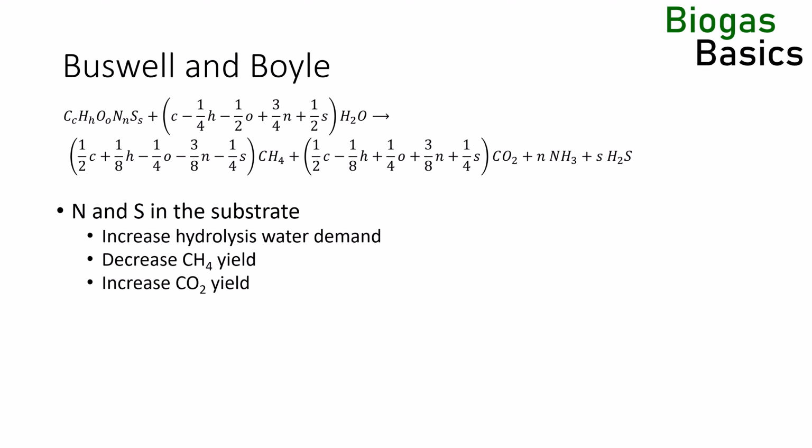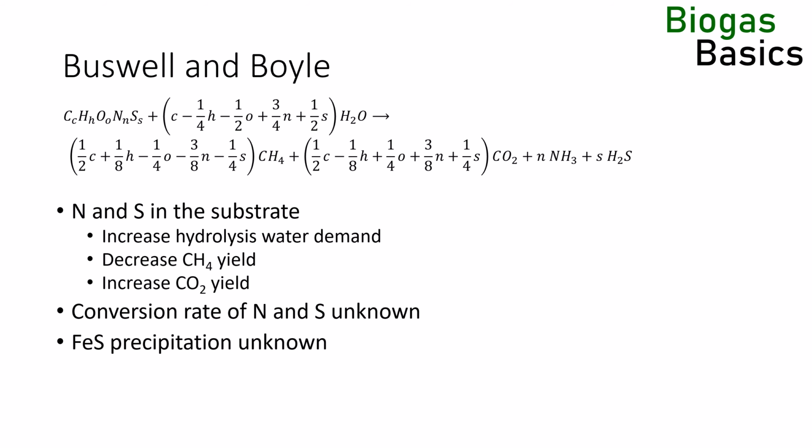Personally, I'm not a big fan of the Buswell and Boyle formula. I think it has mostly academic uses. The conversion rate of nitrogen and sulfur is unknown, and some of the sulfur will precipitate as ferrous sulfide. But most importantly, the incorporation of carbon, hydrogen, oxygen, nitrogen, and sulfur in microbial biomass is not considered in the Buswell and Boyle formula.